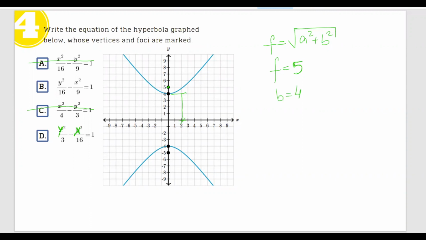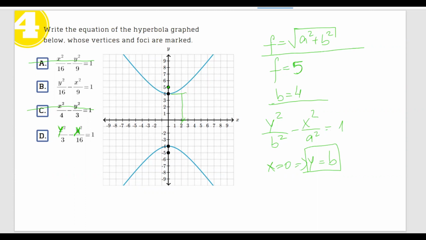is equal to 4. So our hyperbola has this form: y squared over b squared minus x squared over a squared is equal to 1. And if we set x equal to 0, we are going to get that y equals b. So here b equals 4 and is the y value. And now we can use the foci formula, the focal point formula, to calculate for a.